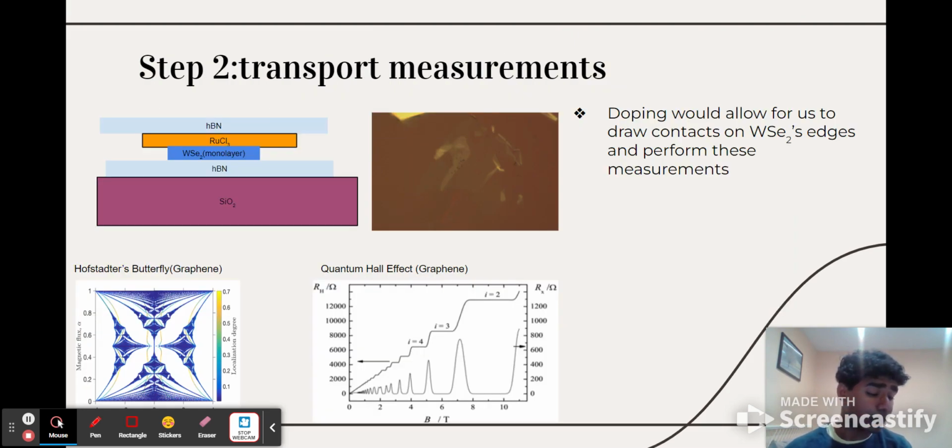And step two of our process, right before we get to the transistors, is to make a device that can take transport measurements on tungsten diselenide. Here are two of three stacks that we have set up for this device.